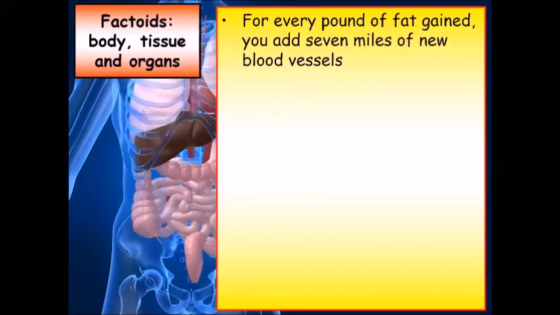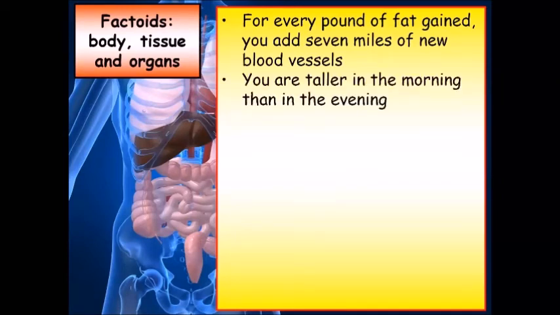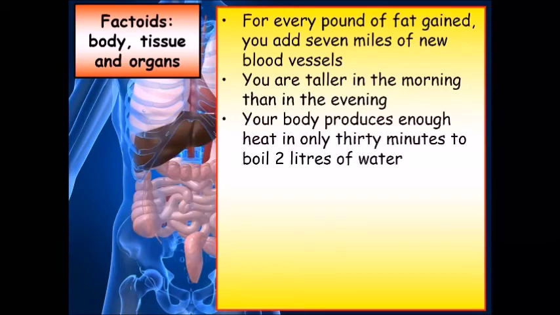That's about it, but just to finish off on a couple of interesting facts. They are just quite amazing, in my opinion, that we have 7 miles of new blood vessels for every pound of fat gained. Due to the weight of gravity, we're actually shorter in the evening than we are in the morning. Your true height is in the morning. You produce enough heat over the course of 30 minutes to boil 2 liters of water, which is incredible. There's also, if you shout at water for long enough, it will actually boil it as well. But the math for that says it's like thousands of years.